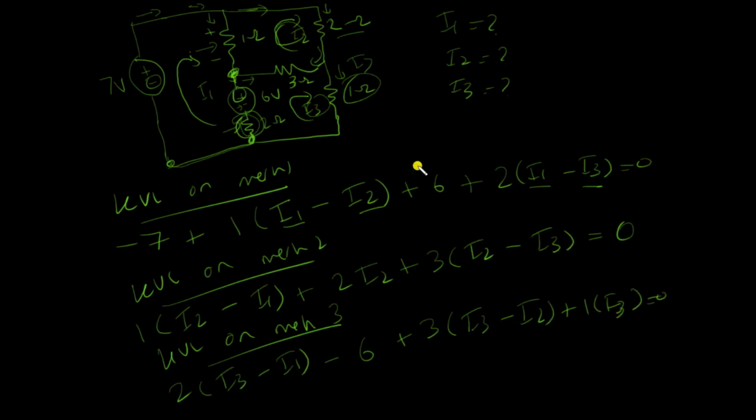And right now I have three unknowns, I1, I2 and I3, and I have three equations. So I can just use linear algebra techniques to solve these three equations to find I1, I2 and I3. So this is how you solve problems using mesh analysis.